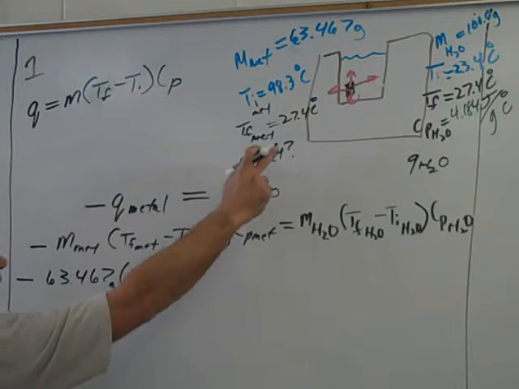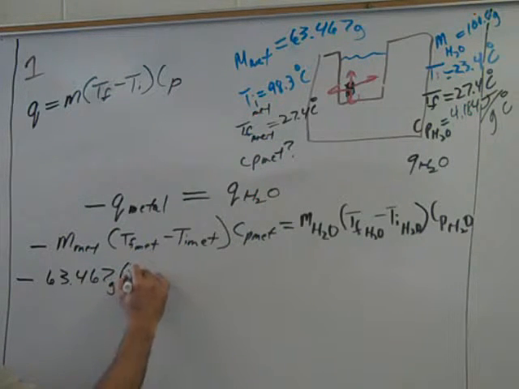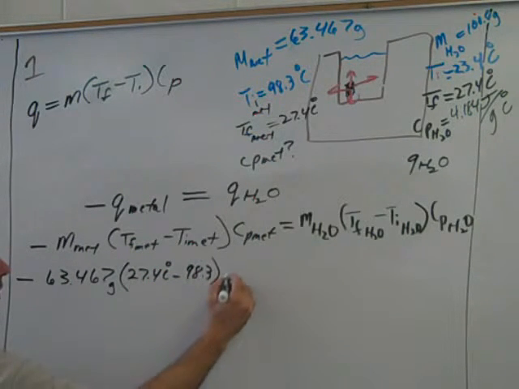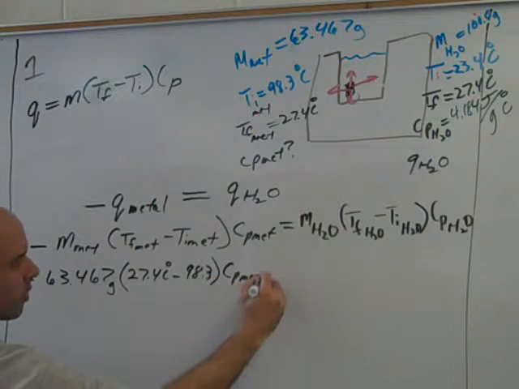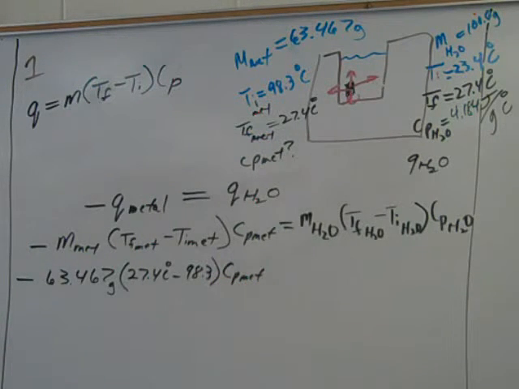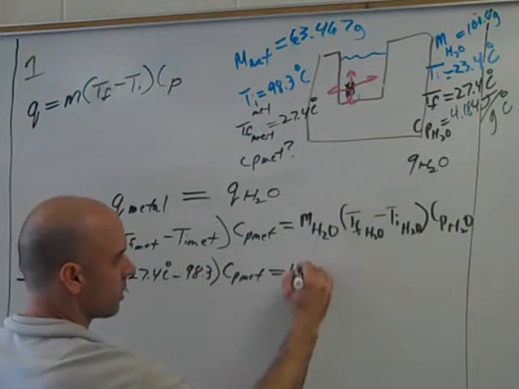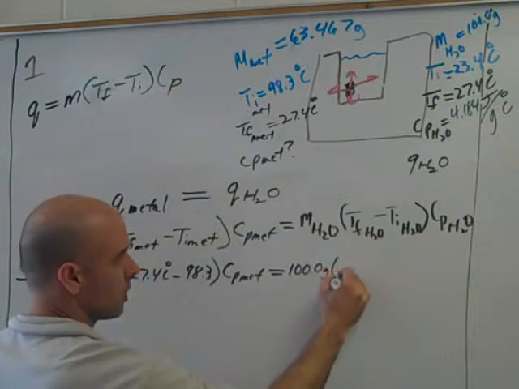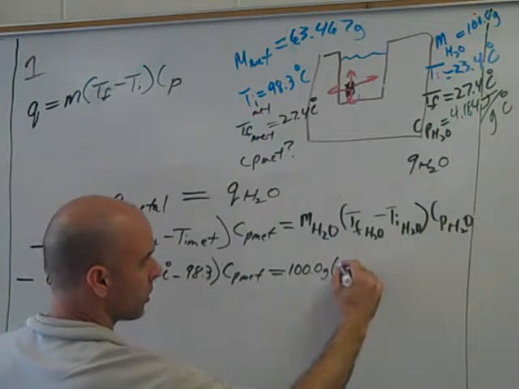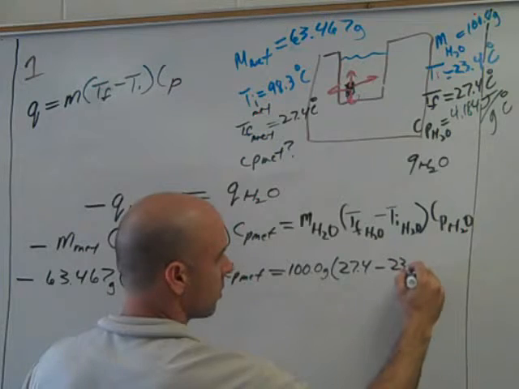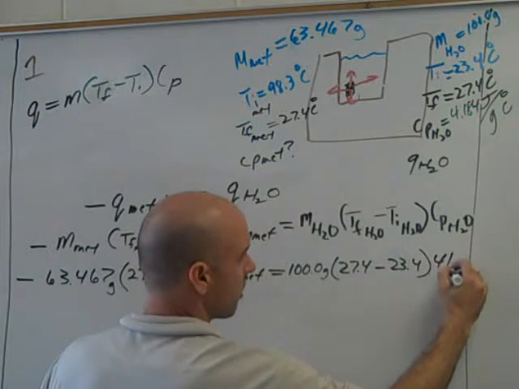grams. Our final temperature is 27.4 degrees Celsius minus the initial. Do we know the specific heat of the metal? No. That's our unknown. That's what we're trying to find. The mass of the water is 100 grams. The final temperature of the water is 27.4 minus the initial times the specific heat of water.